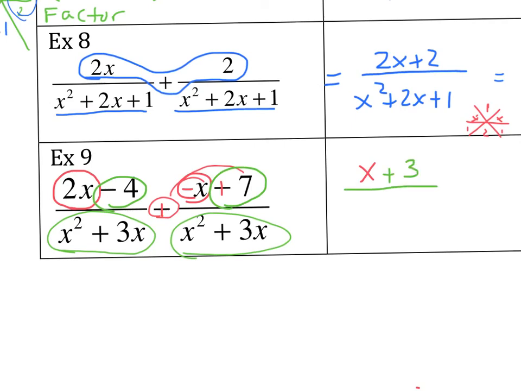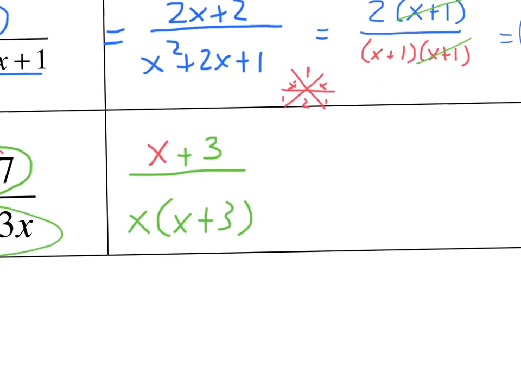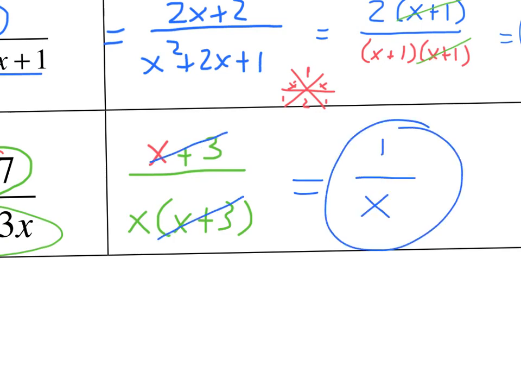Now down below, you may have noticed here that I have an x in both of those, so I can factor out an x using GCF. And now I begin the process of reduction to get 1 over x here. Again, to pay attention, do not knock out this x and this x, or this x and this x. It's the x plus 3 as a single unit that needs to be reduced.